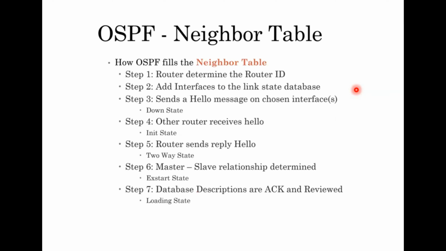After that, the database description. Database description means, let's say R1 knows something about R2 or R3, and that information it will send to the other router. So the other router will acknowledge and review. That means they have exchanged their database information. And number 8, after loading state, neighbors are fully synchronized. That is called full state. That means both routers have exchanged the hello message and the database descriptions, and pretty much they are up to date. So that's how we can say that OSPF is functioning properly at this level.